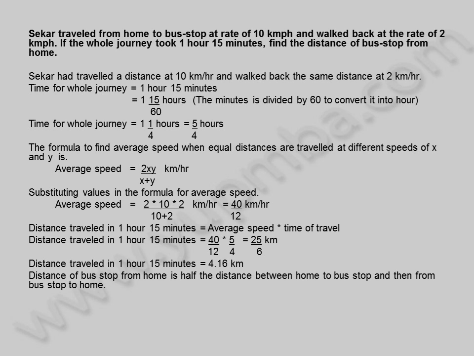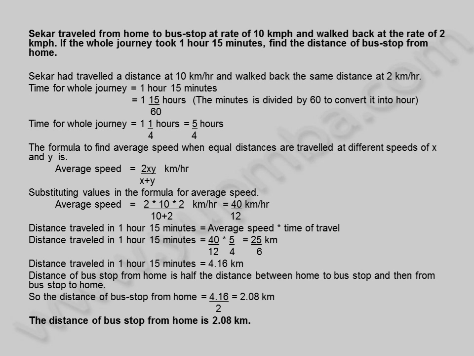Distance of the bus stop from home is half the distance from home to bus stop and then from bus stop to home. So the distance of the bus stop from home is equal to 4.16 by 2, which is equal to 2.08 kilometers. The distance of the bus stop from home is 2.08 kilometers. Let us see another example.